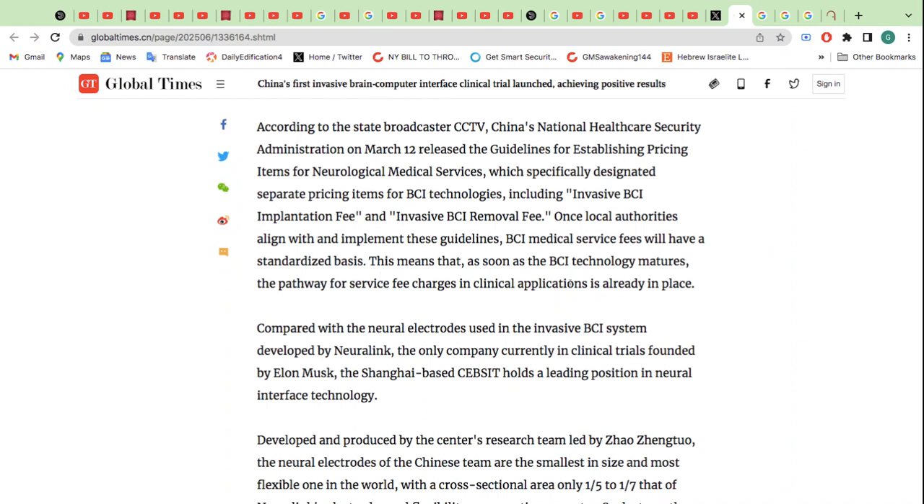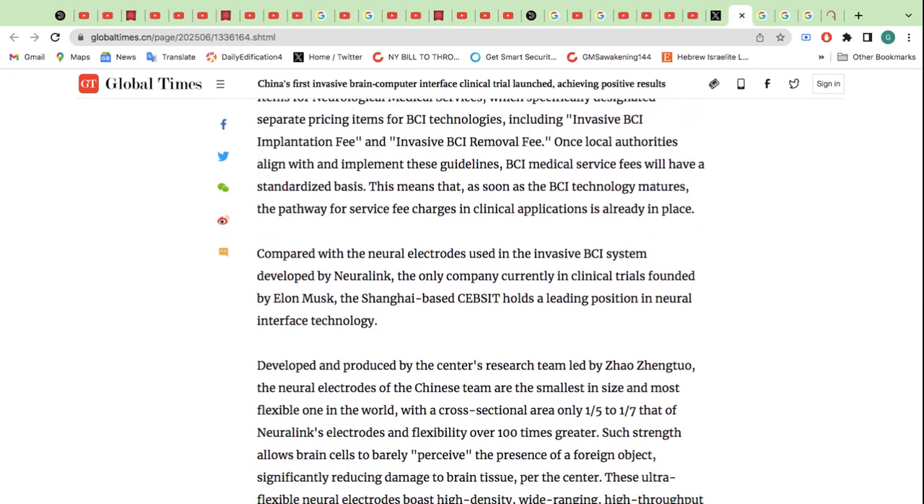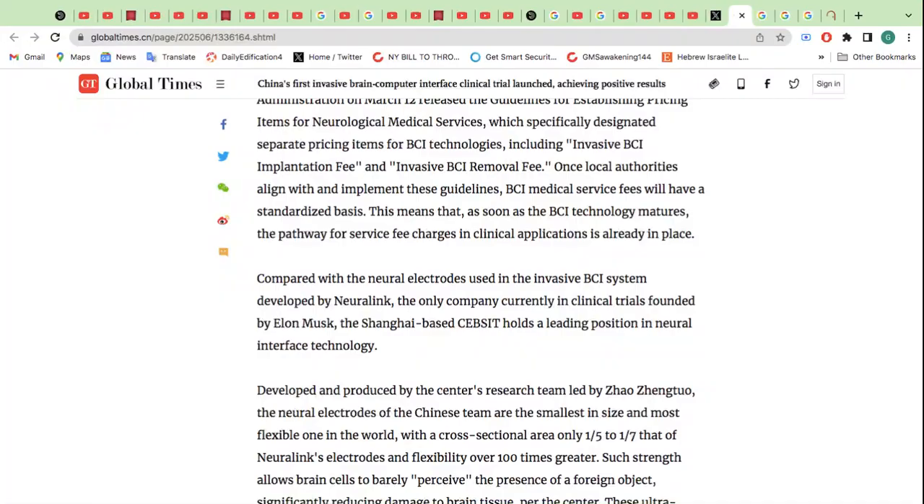This means that as soon as the BCI technology matures, the pathway for service fee charges in clinical applications is already in place. They're just getting things ready, man. They're getting the pricing ready, the implementation fee ready and the removal fee ready. Now, what they're trying to say is that if you can have it put in, you can remove it too. You know, I don't know.